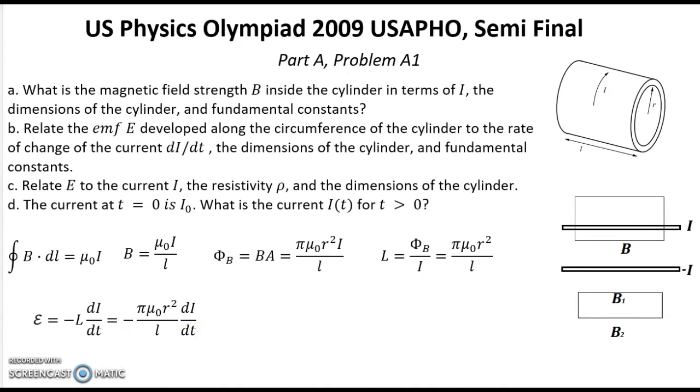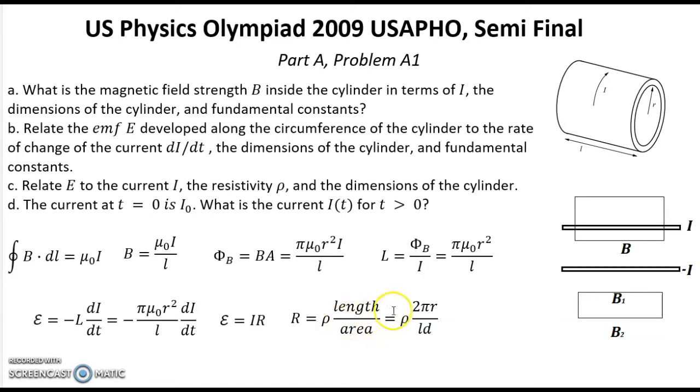Question C. Relate EMF to the current I, the resistivity ρ, and the dimensions of the cylinder. Now we can describe this EMF using regular Ohm's law. According to Ohm's law, EMF equals current multiplied by resistance, and the resistance we can find from the regular formula, that it's equal to resistivity multiplied by length and divided by cross-section area.